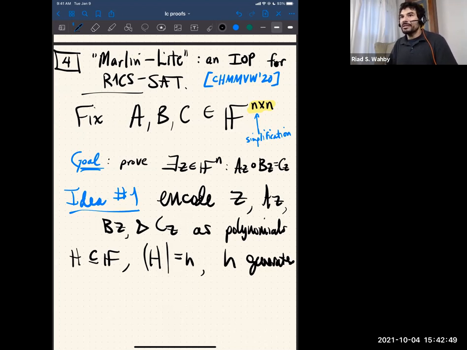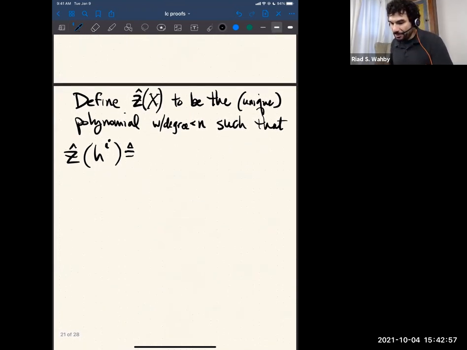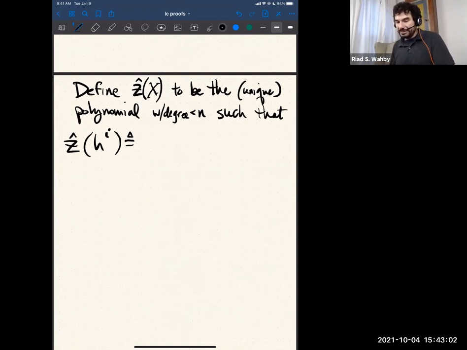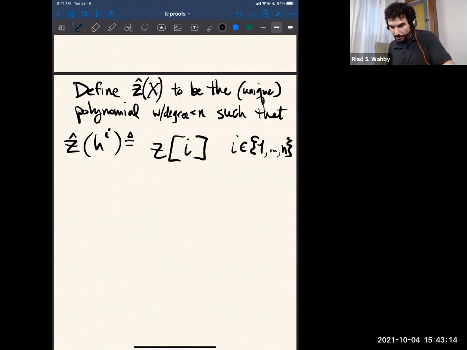Now we can define a polynomial z hat of x, a unique polynomial with degree less than n, such that z hat of h to the i is the ith entry of the z vector, for i in 1 to n. Just to make sure the notation is clear, I'm going to use brackets to index into the vector z. The vector z has n entries, and the evaluation of the polynomial z hat at h to the i, the ith element of the group H, is just the ith entry of the vector z. Since z has n entries, we're defining n points, so we get a polynomial of degree n minus one.